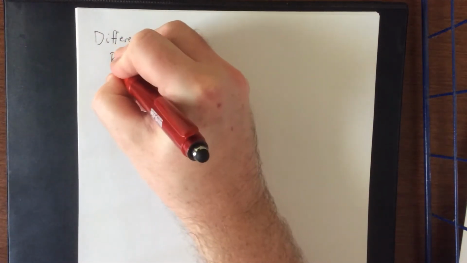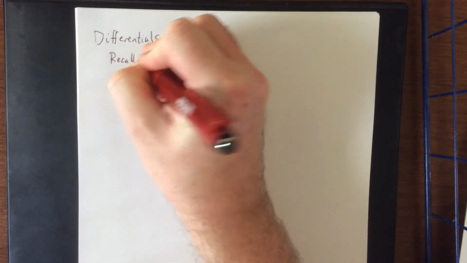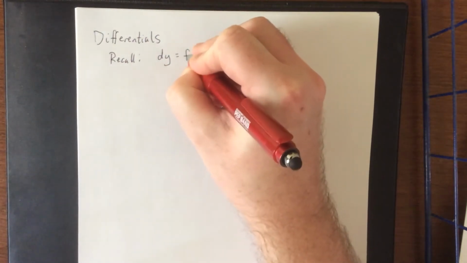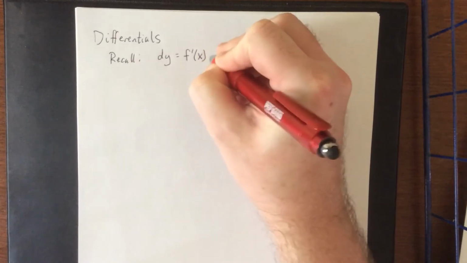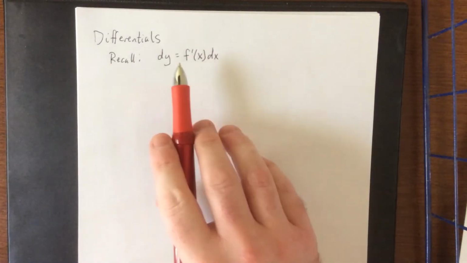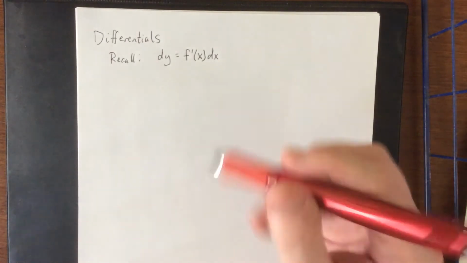In this video, we will be extending the concept of differentials from 2 dimensions into 3 dimensions. So from back in Calc 1, the definition of a differential is, given a function f of x, its total differential was referred to as dy, and it was equal to f prime of x times dx.